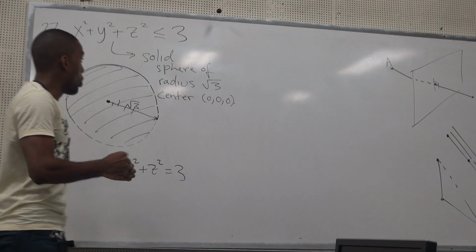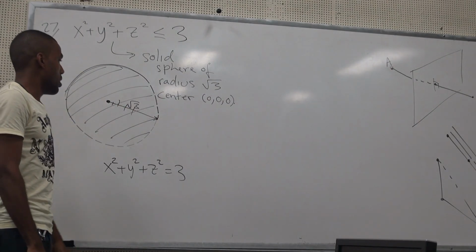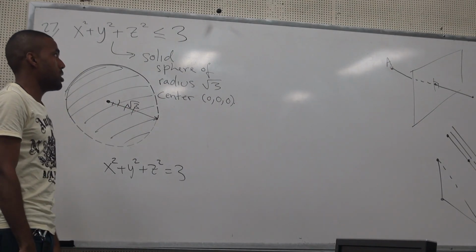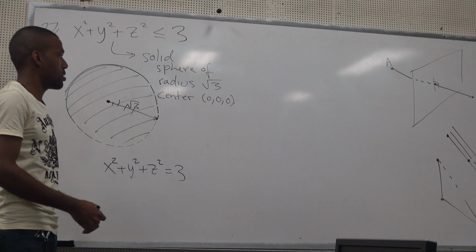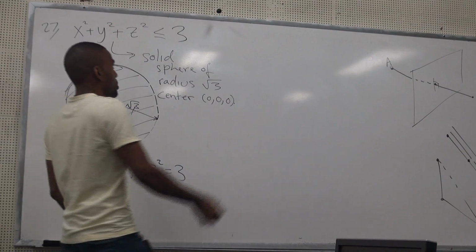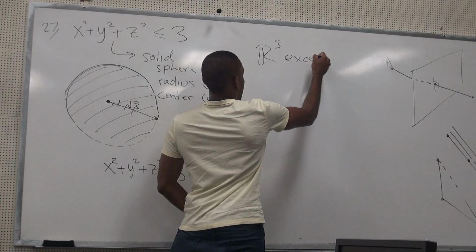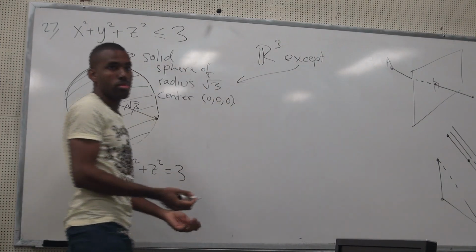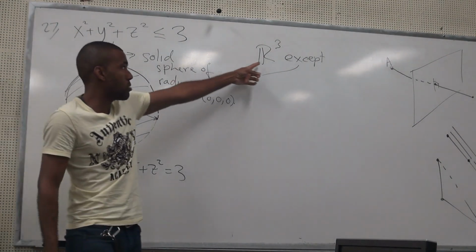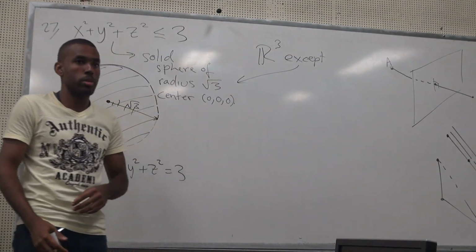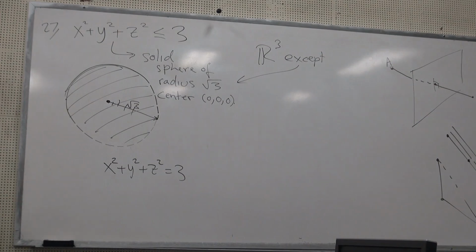Like if it asked you this question in words? Describe it, yeah. All of R3 except the sphere. Okay. So you would say R3 except the sphere. Okay. So R3 is how we write three-dimensional space. Yeah, that's the shorthand for it.